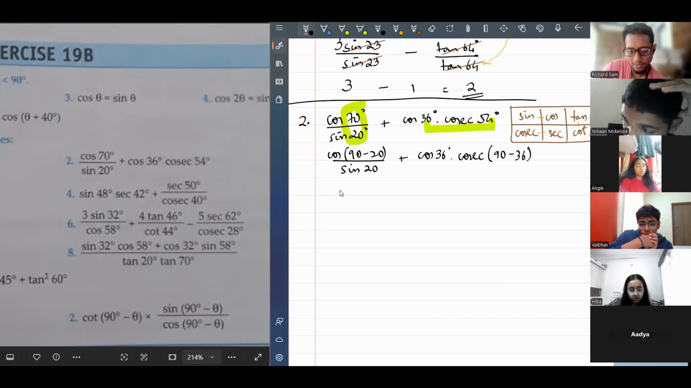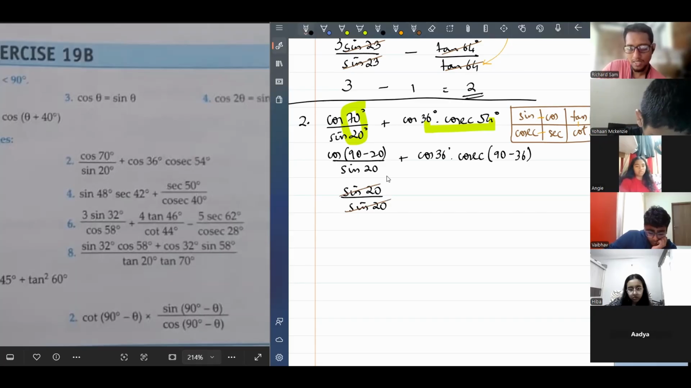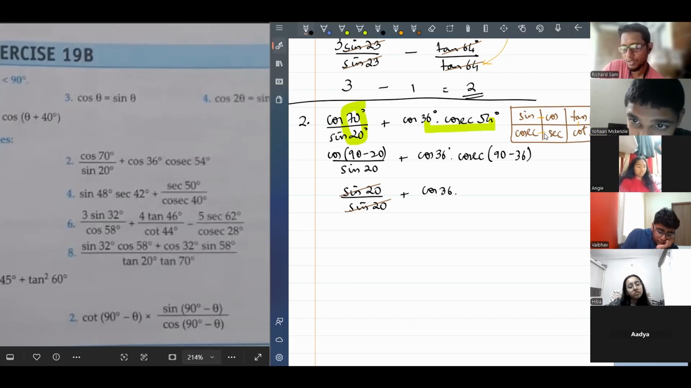In the next step, you're applying the formulas. That is, cos(90 minus 20) will become sine 20. Denominator is already sine 20. You see what happens? You're able to cut them off. And here cos 36 as it is, and cosec(90 minus 36). Cosec is the complementary of sec, right? So cosec(90 minus 36) will become sec 36.